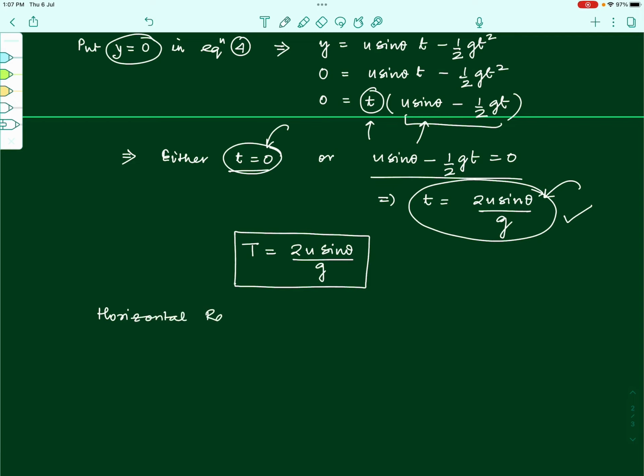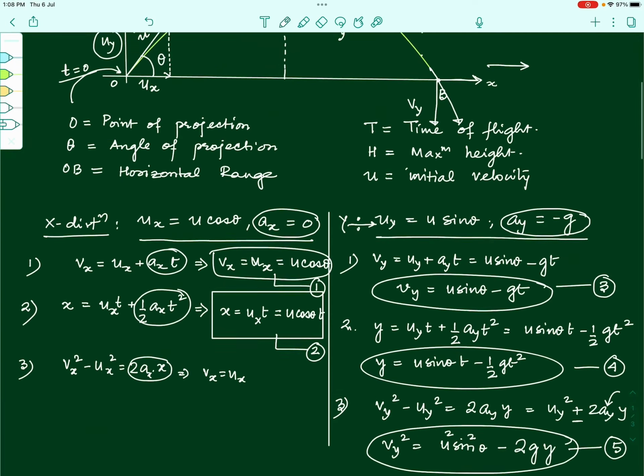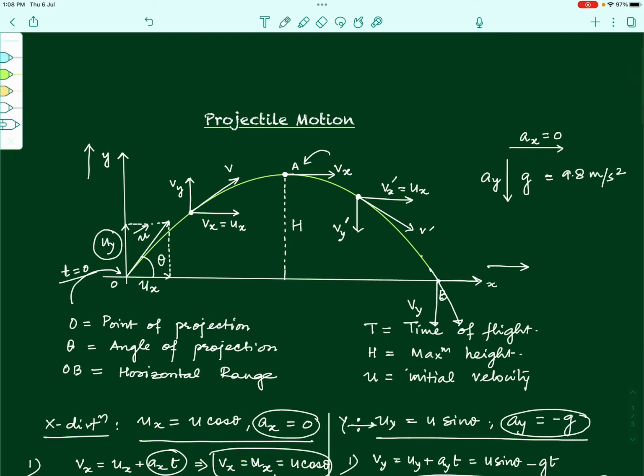Horizontal range denoted by capital R. So, what is the horizontal range here? As already expressed, horizontal range is the horizontal displacement of the projectile when it reaches back to the ground. It is the length OB, as we see here in the figure. It is this length R from O to B, isn't it?